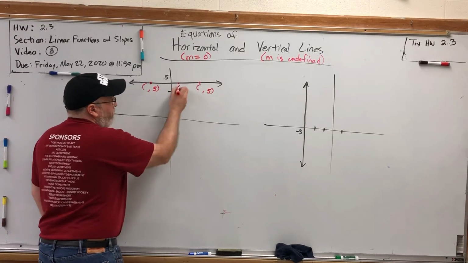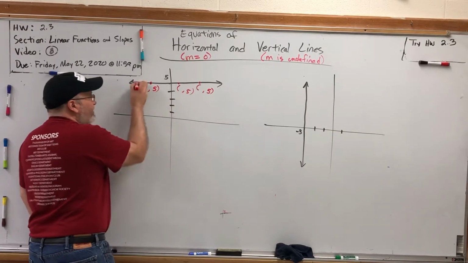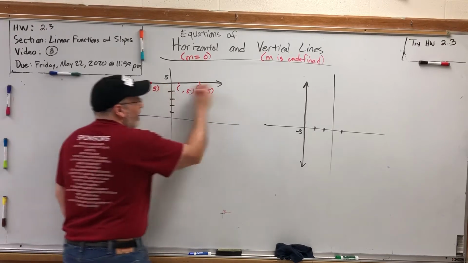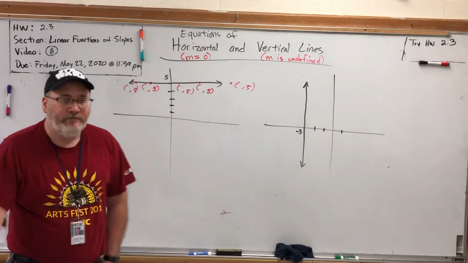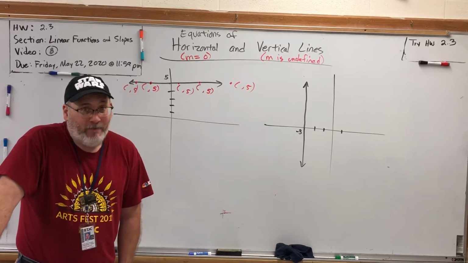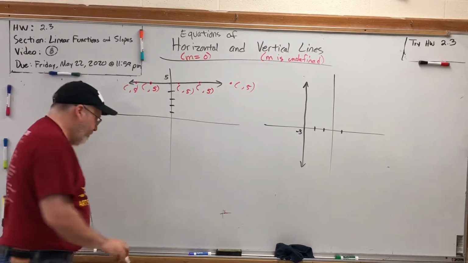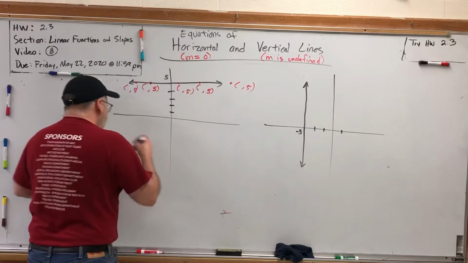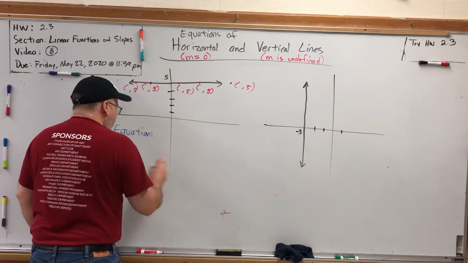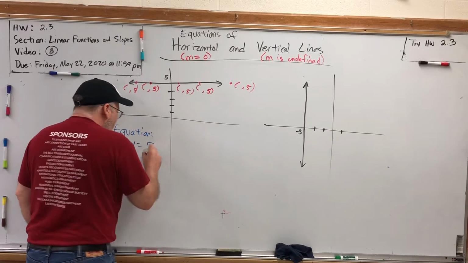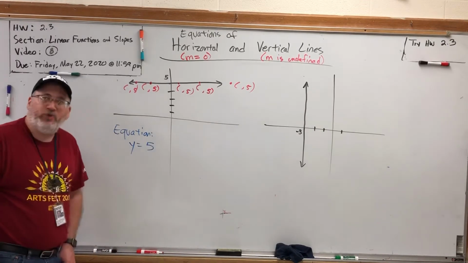I pick this point, y equals 5. I pick a point way over here, y equals 5. Guess what the equation is? What do all the points have in common? Y equals 5. The equation of this horizontal line is y equals 5. And believe it or not, this is consistent with slope-intercept form.